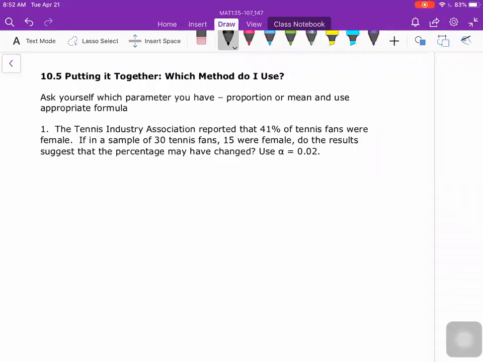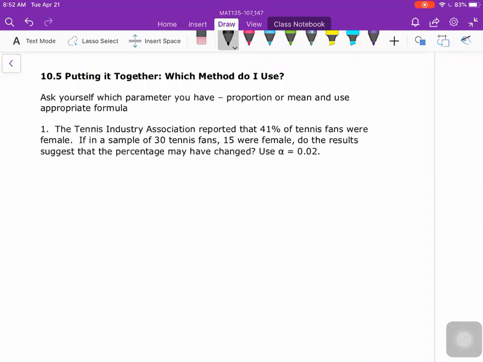Welcome to our stats lecture covering 10.5, which is a review of chapter 10. So in chapter 10, we saw hypothesis testing for both proportions and means. In these next few problems, we're going to have to identify what type of question we're looking at by identifying what parameter we're testing a claim on.